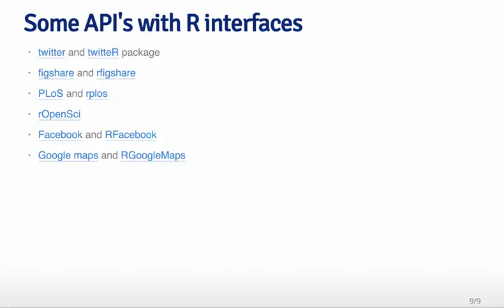Finally, there are a large number of APIs that you've now learned how to use through the course of this class. And so, for example, there's specific packages such as the Twitter package, which can be used to access the Twitter API in an easier way than trying to set up an application yourself. You can similarly get access to Figshare data or to data from publications like PLOS ONE. R Open Science has a large number of very nice packages that allow you to access data from a variety of sources that are focused on academics. There's also dedicated R packages for Facebook and Google Maps.